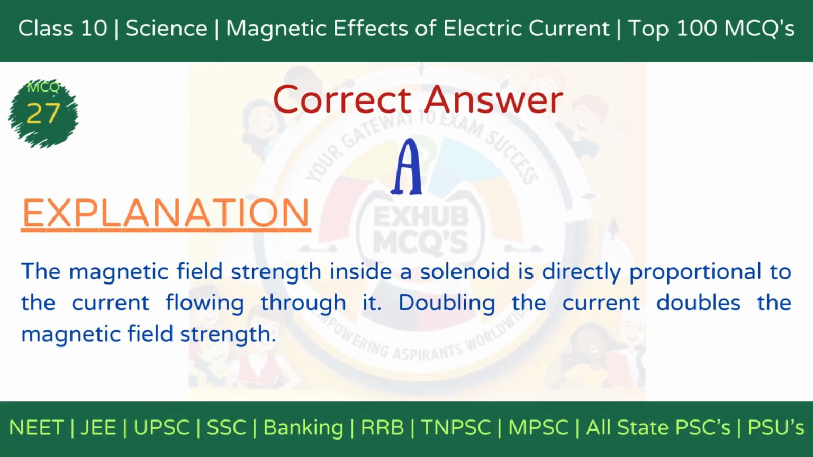The correct answer is option A, doubles. Explanation. The magnetic field strength inside a solenoid is directly proportional to the current flowing through it. Doubling the current doubles the magnetic field strength.